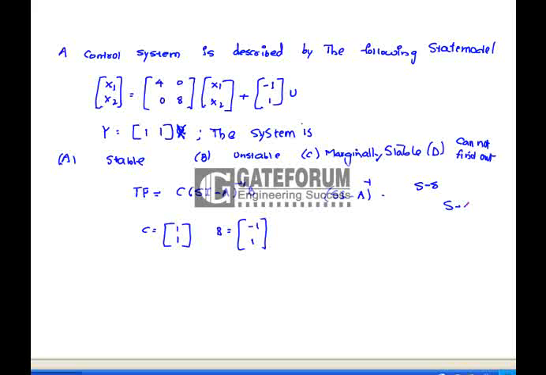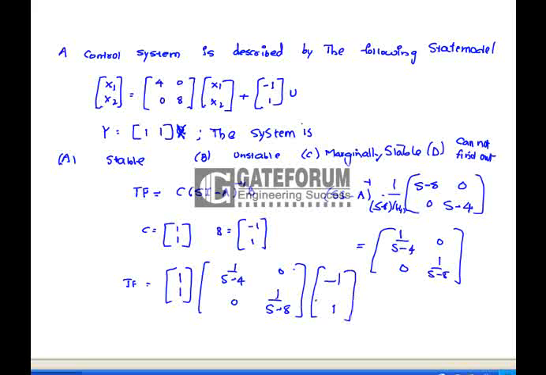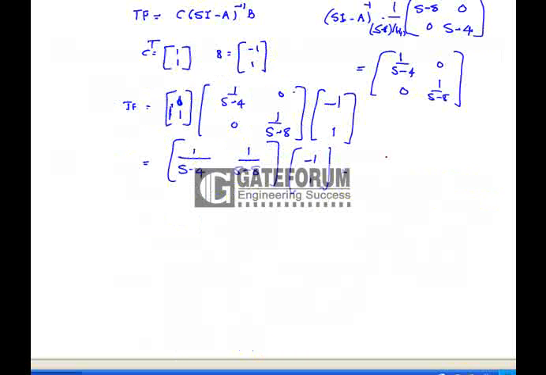s minus 8, s minus 4, 0 0, s minus 8, s minus 4. So 1 by s minus 4, 0, 1 by s minus 8. So the transfer function is equal to 1 1, 1 by s minus 4, 0 0, 1 by s minus 8, times minus 1 1. Here if we find out the transfer function, we will get 1 by s minus 4 and 1 by s minus 8, that is minus 1 by s minus 4 plus 1 by s minus 8. This is the function we are getting.